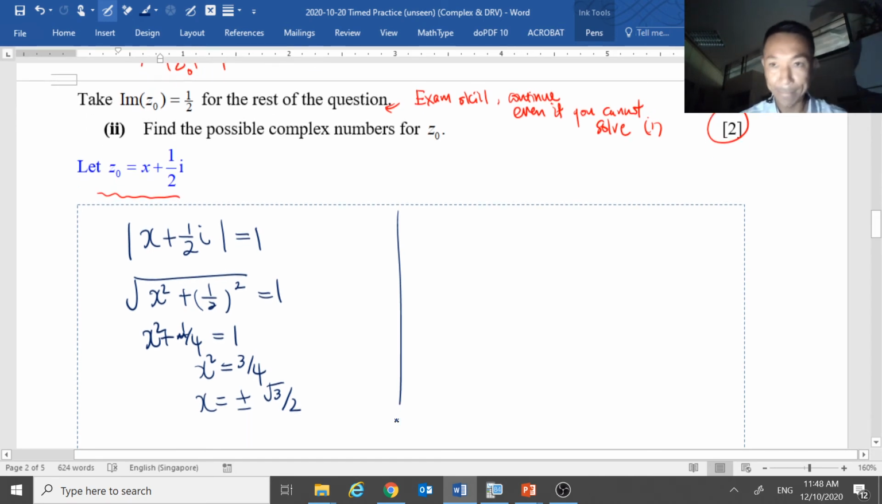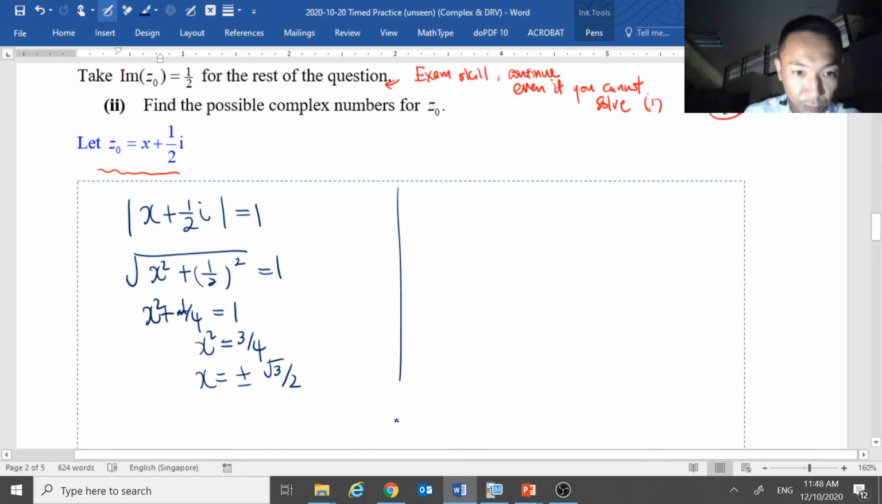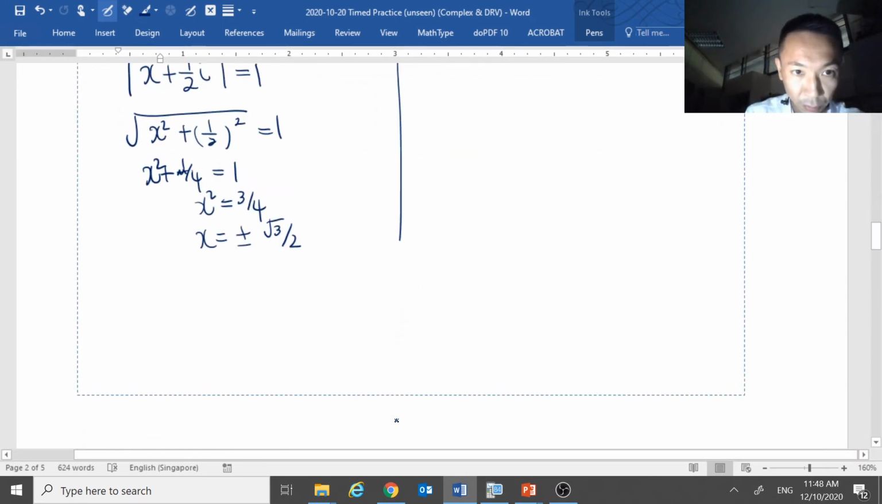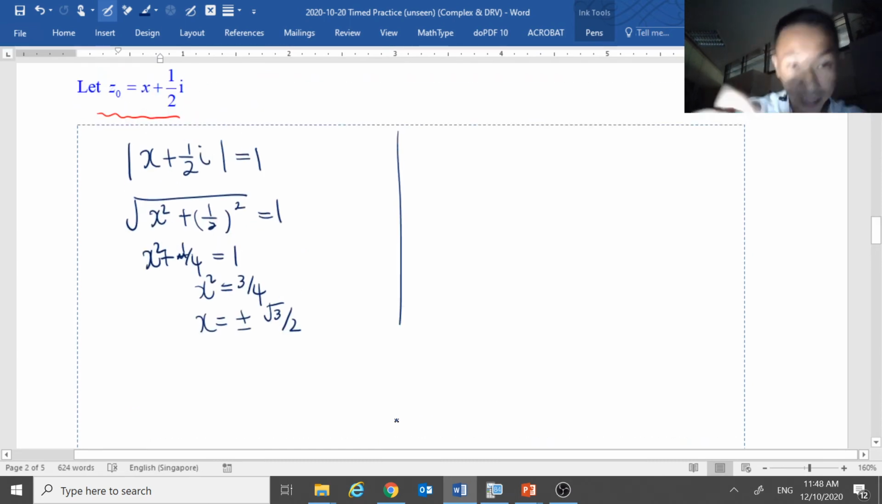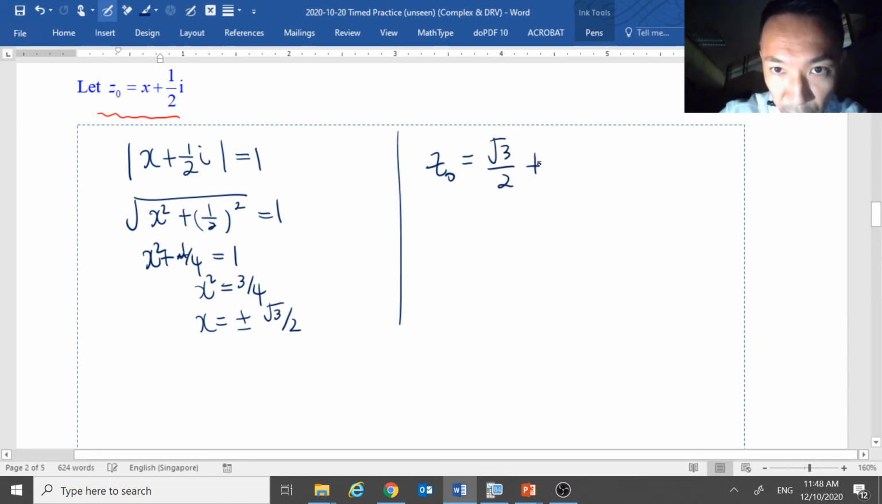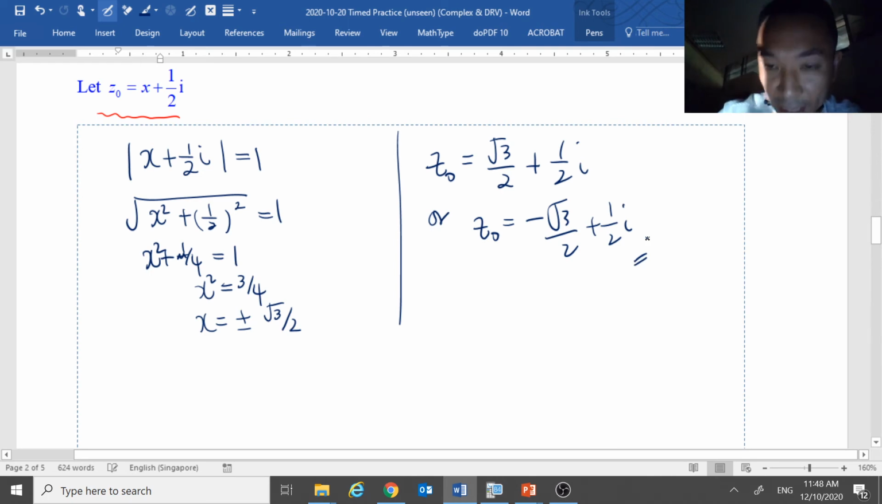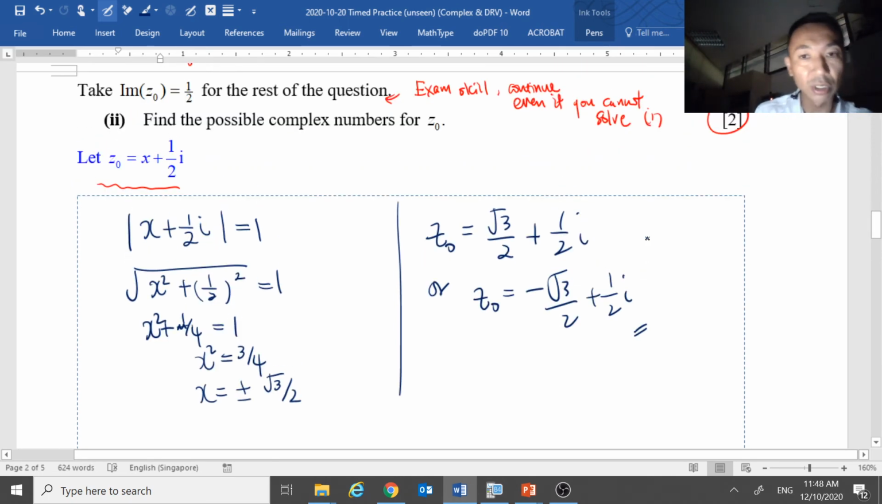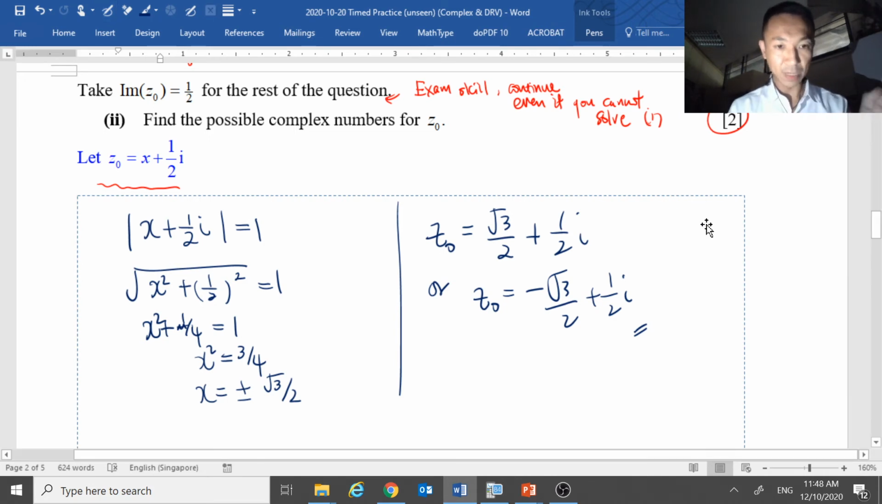Then we can safely now say that Z0 equals to root 3 over 2 plus half i, or Z0 equals to minus root 3 over 2 plus half i. This is the easy part. This is a 2-mark question. We can do this. Now, therefore, I want to stress the exam skill, you continue even if you cannot do part 1.